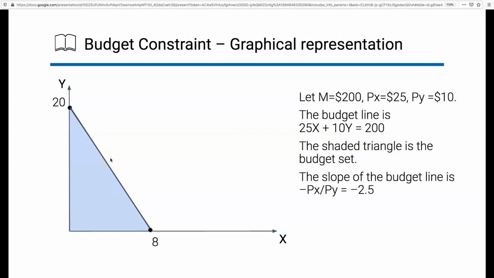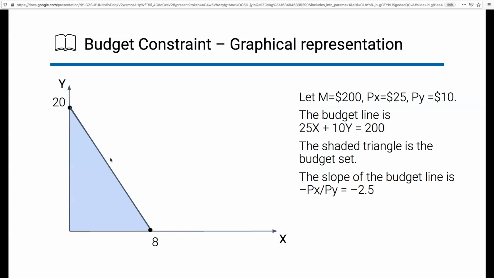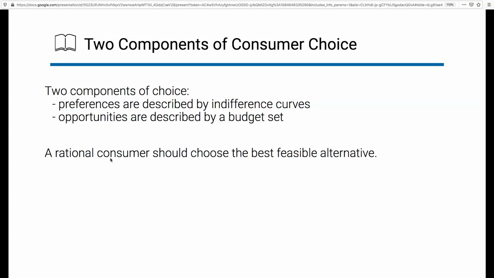Now let's summarize. When it comes to consumer choice, preferences can be summarized by indifference curves, which are U-shaped because of the decreasing marginal rate of substitution or because of decreasing marginal utility of consumption. The opportunities are described by a budget set, which in the simplest setup is just a triangle. And so a rational consumer should choose the best feasible alternative. So this is, again, the optimal decision rule applied to this situation.